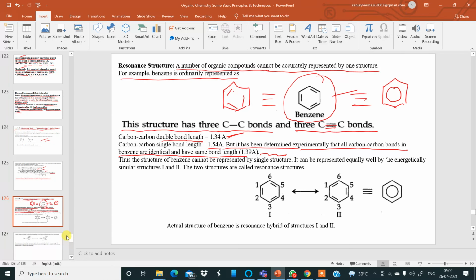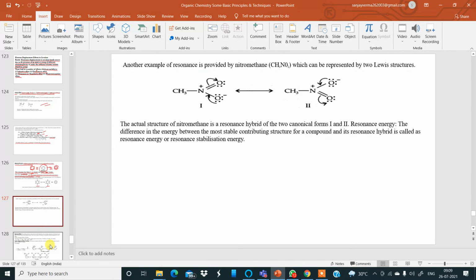So here we have the structures of benzene, which is represented by resonance structures 1 and 2. Then another example of resonance is provided by a compound called nitromethane, CH3NO2, which can be represented by two Lewis structures. In one, this oxygen is carrying a negative charge, and the nitrogen has a positive charge; the other is CH3N+ O-.